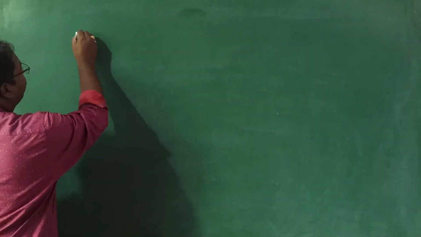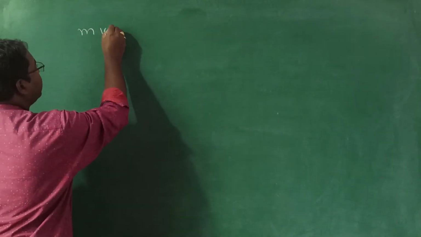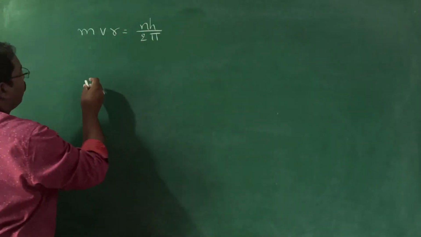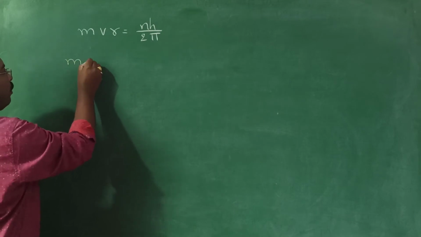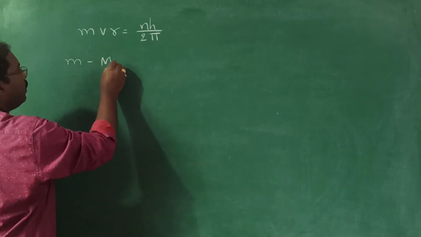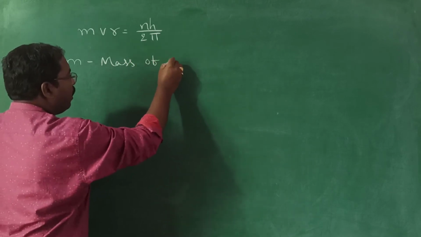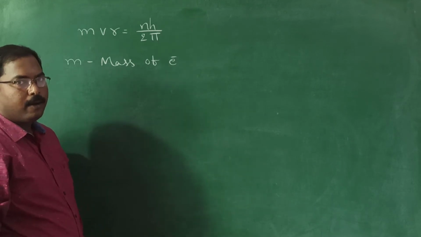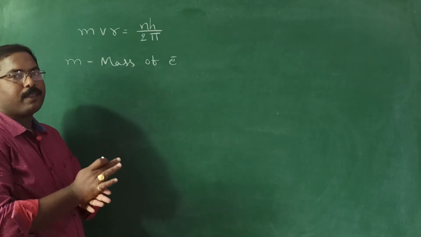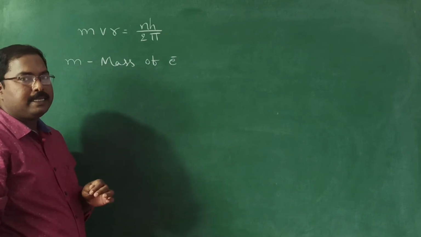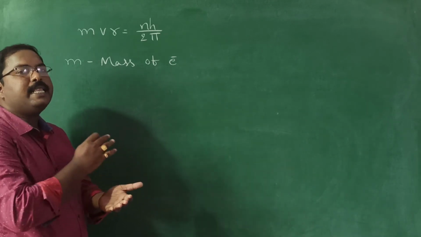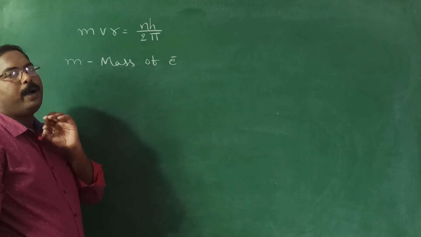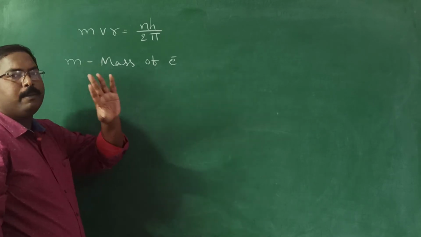Now what is the formula we got for angular momentum? mvr is equal to nh by 2 pi. Now coming to the terms in this formula, m is nothing but the mass of the electron. We know the mass of the electron. How much is it? Do you remember all those values we discussed in the starting classes? If not, look at the starting page of the lesson. I gave the mass of the electron as 9.108 into 10 to the power minus 30.